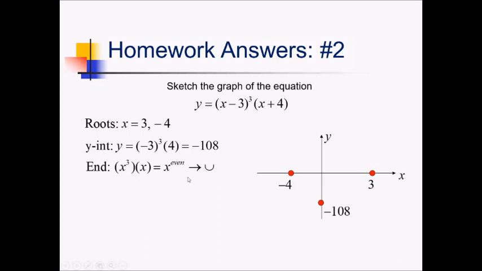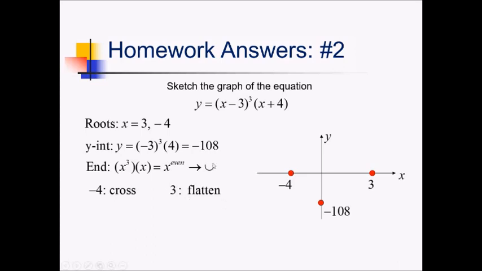So the root behavior, it looks like 3 comes from a cubed here. So that's going to be flattening. And -4 comes from a single root, a single factor, so that's going to be crossing. So we've got crossing at -4 and flattening at 3.